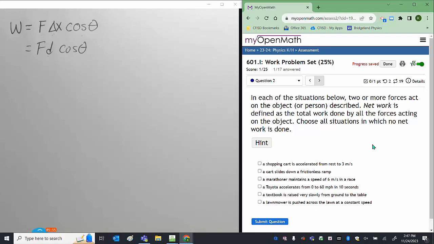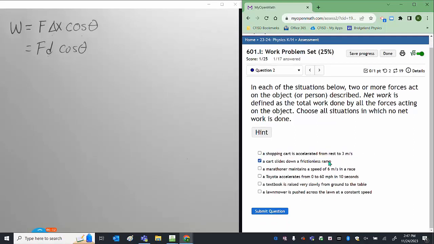So this first one says a shopping cart is accelerated from rest to 3 meters per second. Of course, if we see acceleration, we know that we have net force, and therefore we will have net work. We're looking for situations with no net work, so we're not going to select this because this would have net work being done.